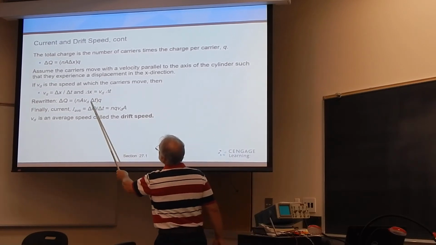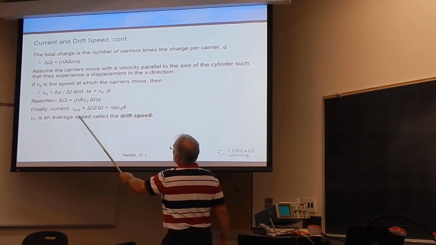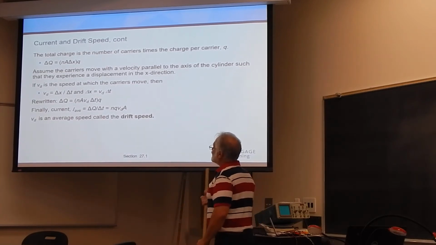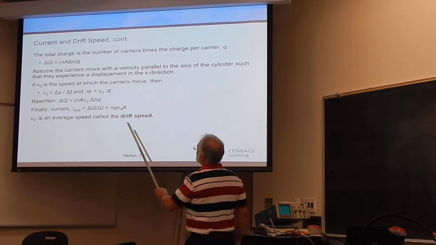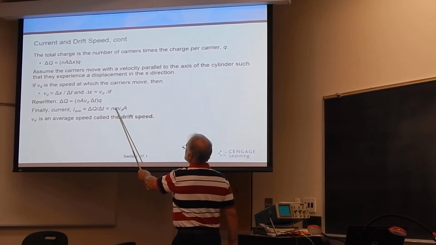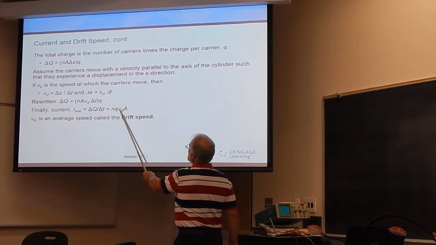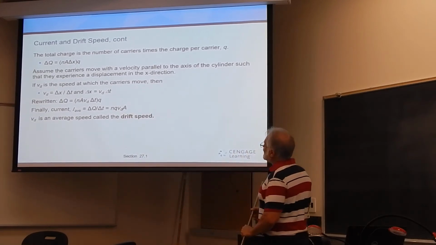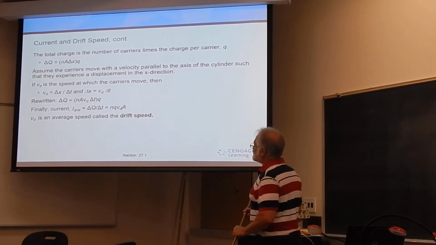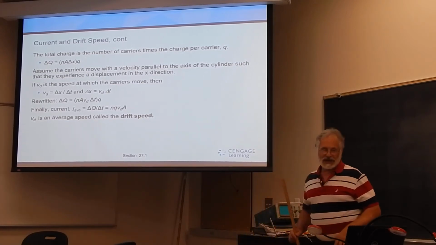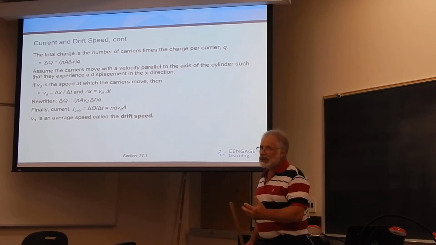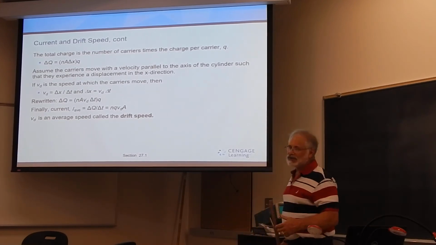Moreover, if I divide delta Q by delta t, now I have an expression for the average current in that segment that I can write as the number of carriers times the charge of each carrier times the drift velocity times the area, where v sub d is what we call the drift speed, or in some cases drift velocity. Now, as I say, this is going into the weeds a little bit, but we're going to use this later on.